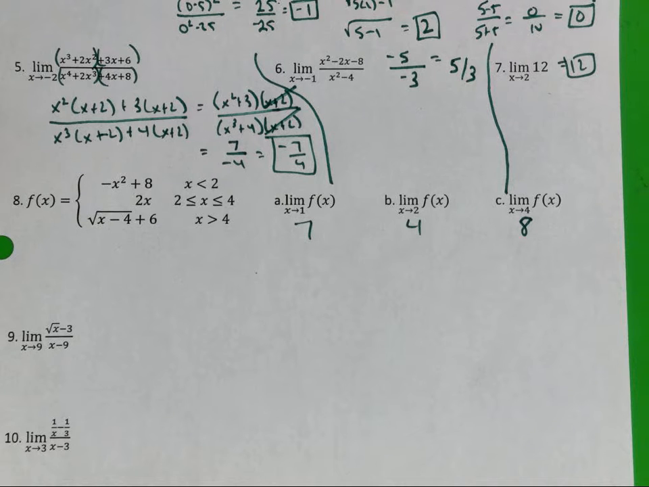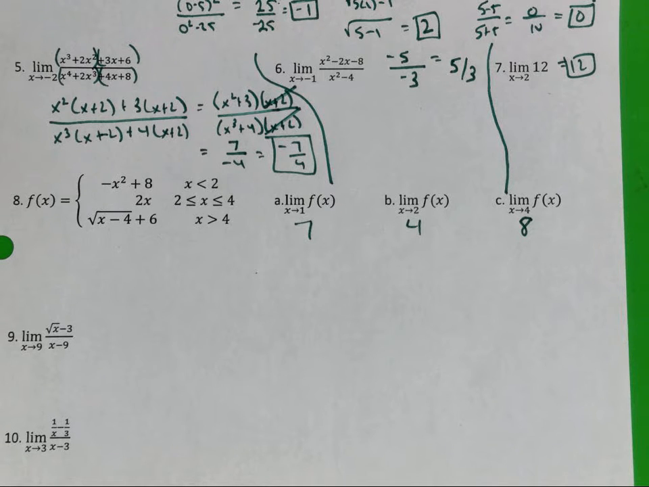Here, we're talking about 4. Okay? I take 4, I plug 4 in. 2 times 4 is? So from the left, it's approaching what? 8. From the right, I take 4 minus 4 is? Square root of 0 is? 0 plus 6 is 6. Are they approaching the same value? No. So that would be does not exist instead of 8.